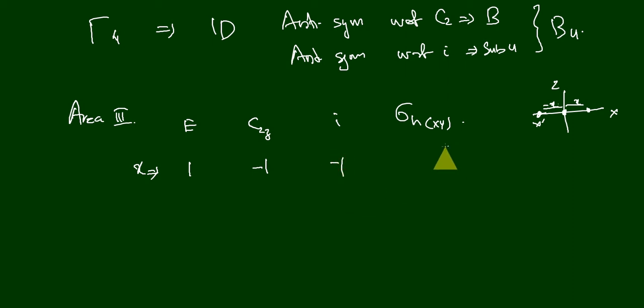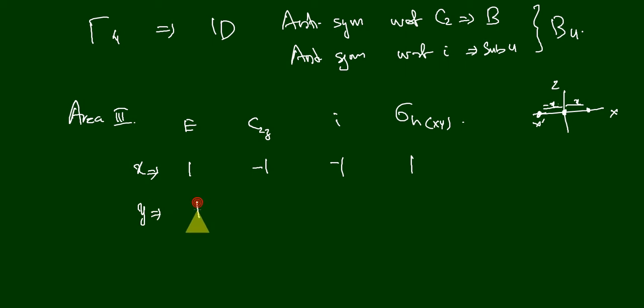And what about sigma H? Sigma H is the XY plane itself. And the x-axis is in the XY plane itself, right? So what will happen to X? The unit vector in the x-axis, its direction will not change because that vector is already in that mirror plane. Its direction will not change, so it is 1. And what about Y?